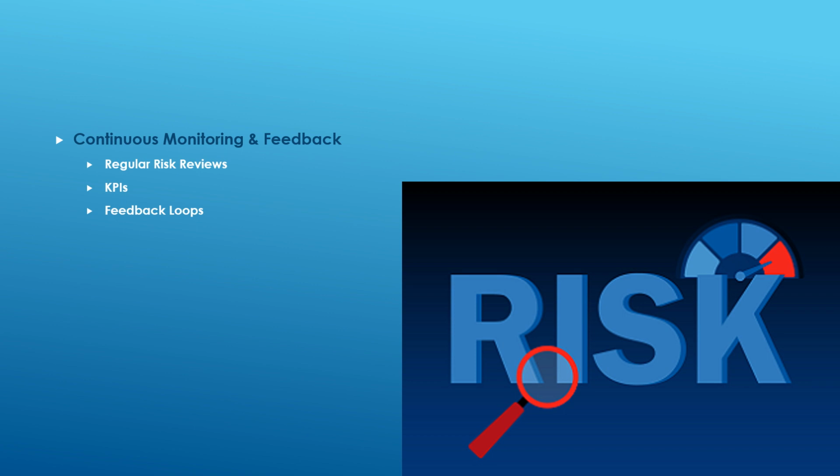Continuous monitoring and feedback. Now, this can be done using these three methods, which are regular risk reviews, key performance indicators, feedback loops.